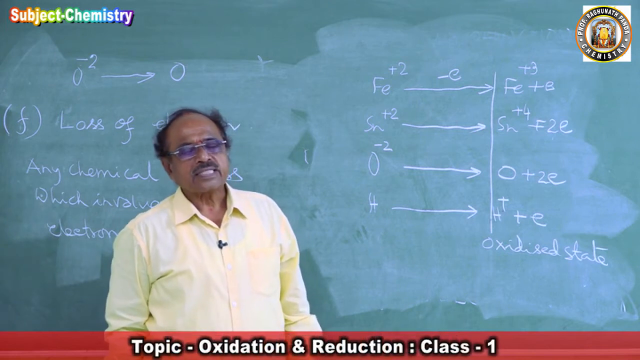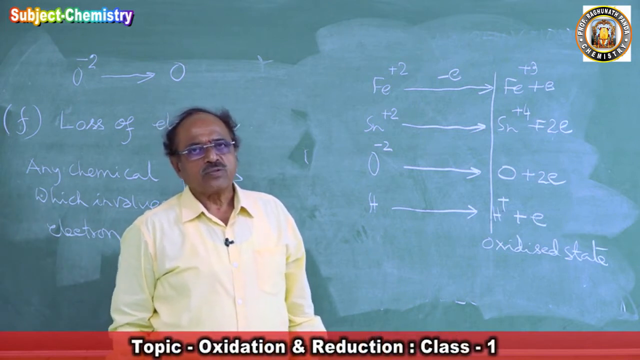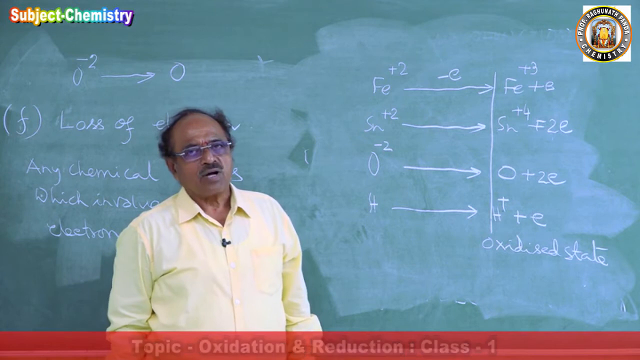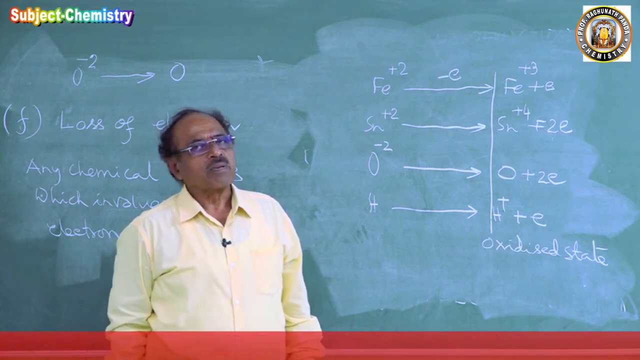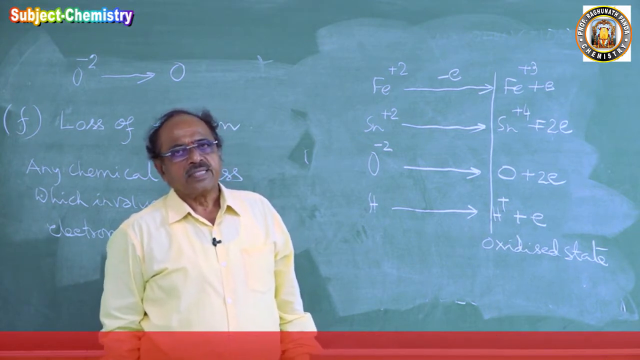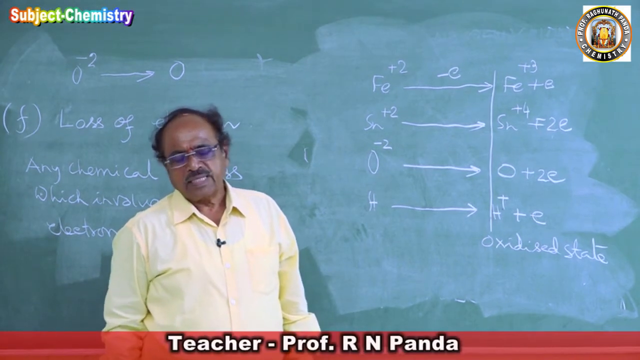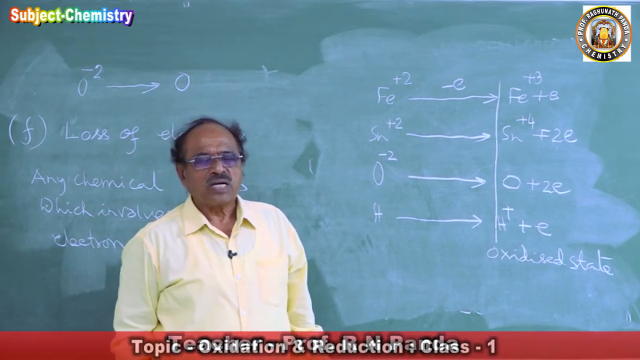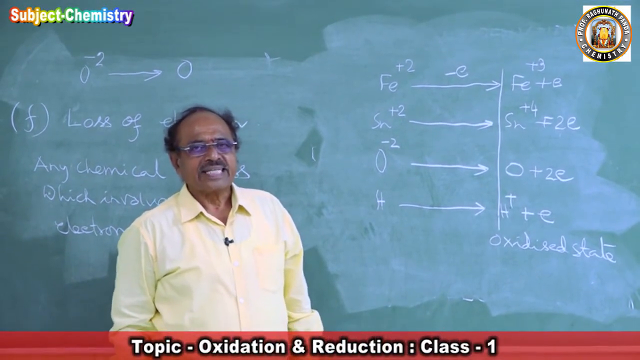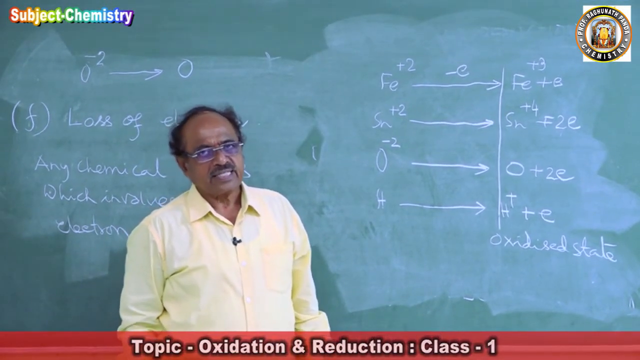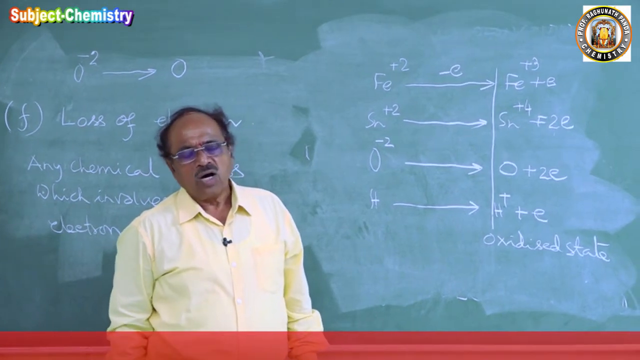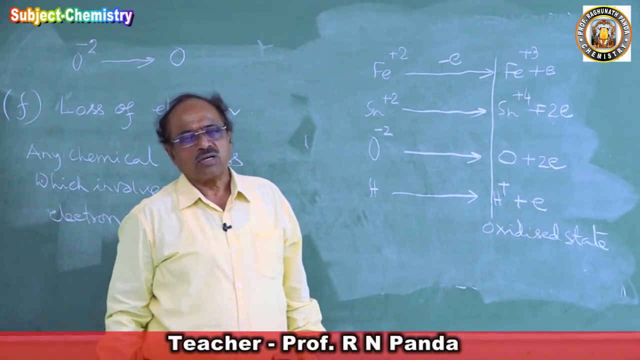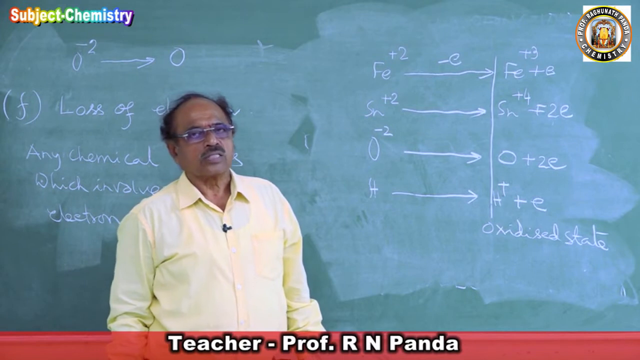So any chemical process which involves addition of oxygen, removal of hydrogen, addition of electronegative element, increase of positive valence state, decrease of negative valence state, and or loss of electron is called oxidation.